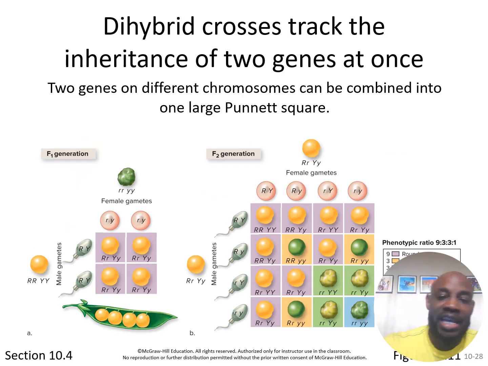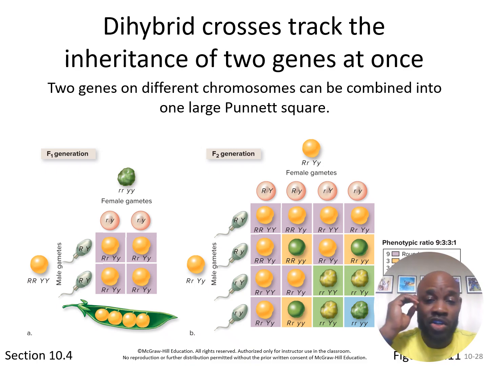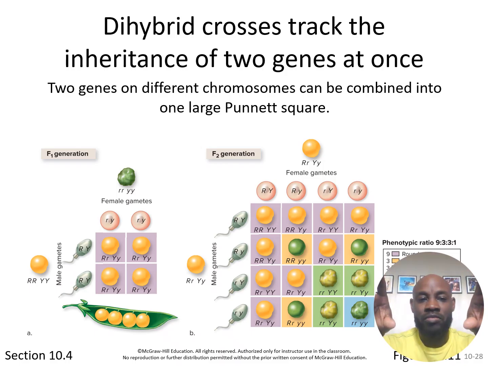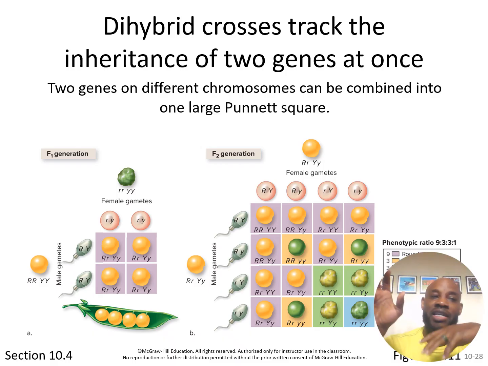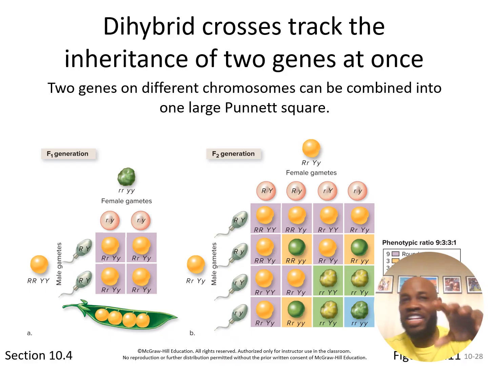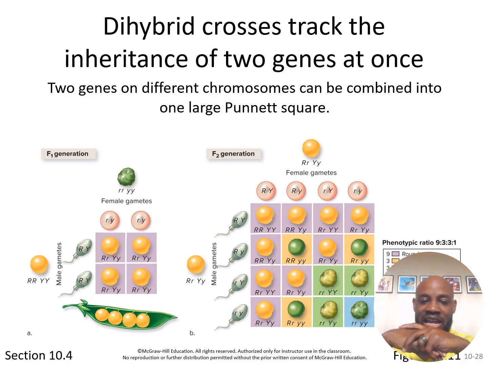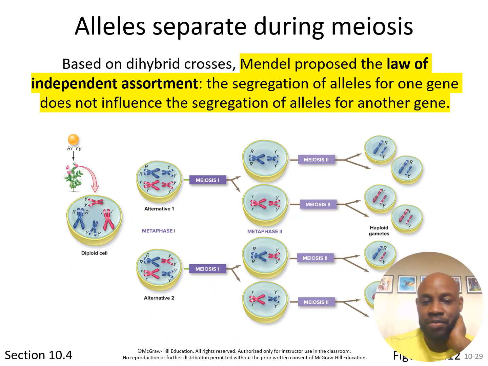You can also look at dihybrid crosses. We can potentially track two traits on different chromosomes. So we have two different traits on two different chromosomes, and what are the chances of all the different combinations that could happen? You can see here that Mendel proposed a law of independent assortment.